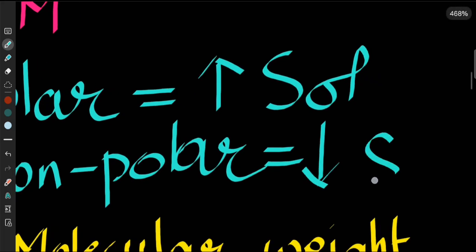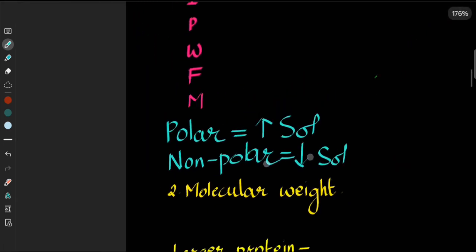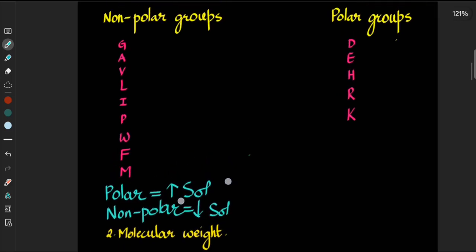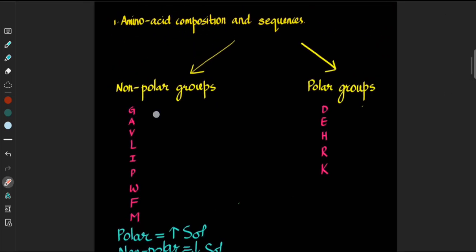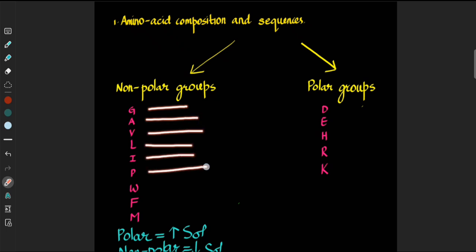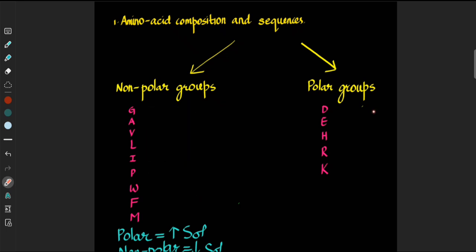right? And I've made a list of the amino acids, the polar and the non-polar ones as well, right? So as you can see over here, these are the non-polar amino acids and these are the polar amino acids. Glycine, alanine, valine, leucine, isoleucine, proline, tryptophan, phenylalanine, and methionine. And then over here we have D as aspartate, we have glutamate, and then we have histidine, arginine, and lysine.